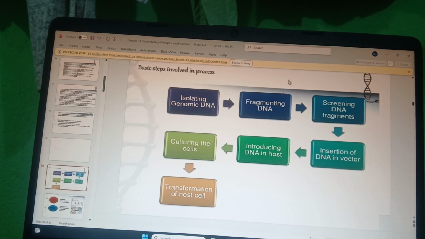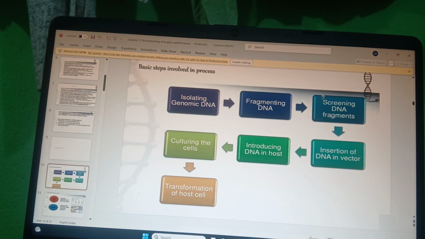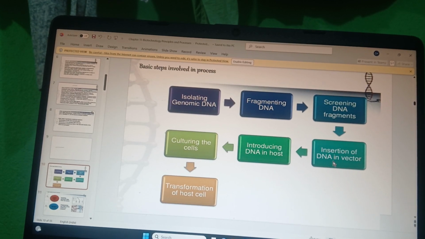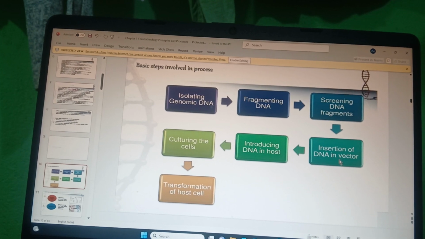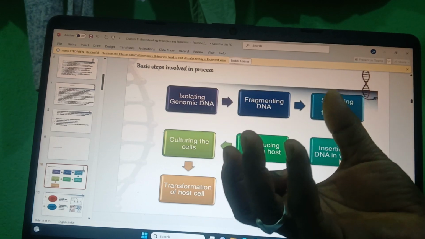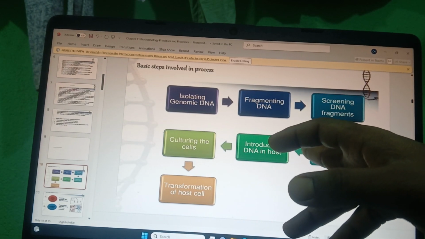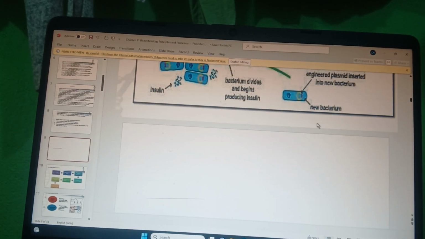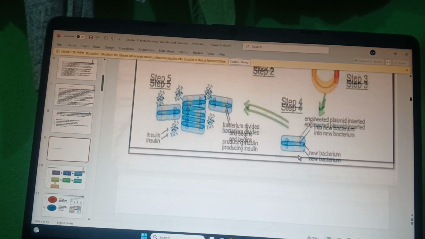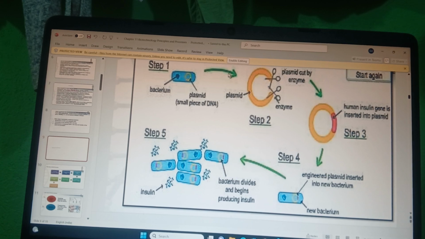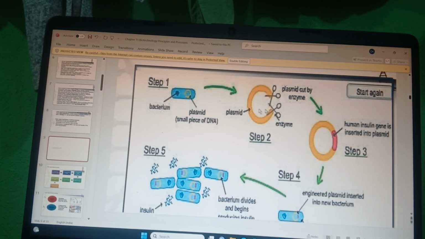Okay, so this is known as the sequencing of DNA fragment. Then insertion of DNA in the vector. We have to insert the fragment which is required, the gene of interest, inside the vector. Vector means, in this picture, this is the gene of interest, and this is the vector DNA. We insert the gene of interest inside the vector.